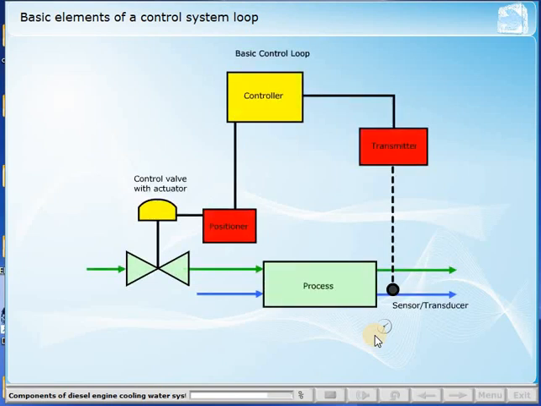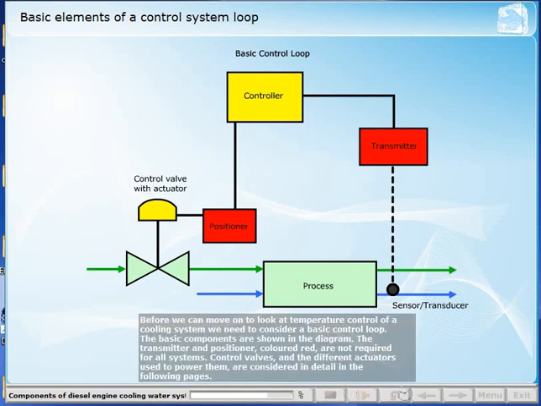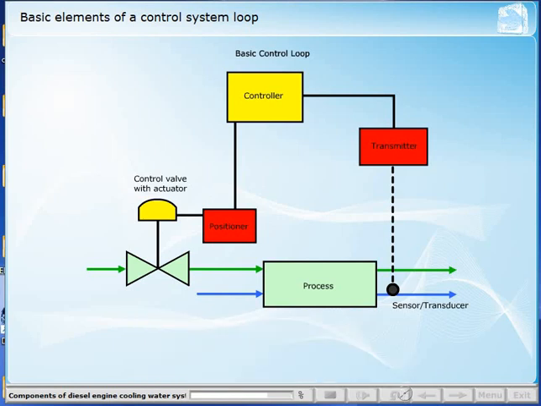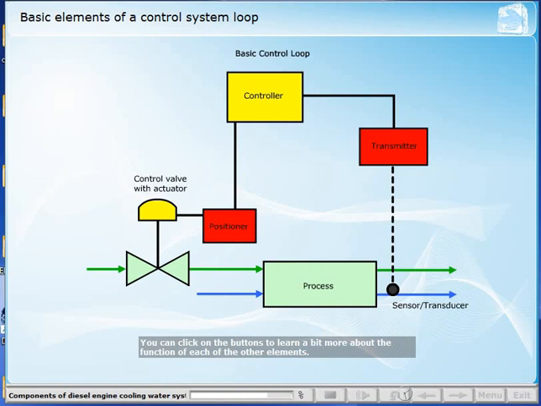Before we can move on to look at temperature control of a cooling system, we need to consider a basic control loop. The basic components are shown in the diagram. The transmitter and positioner, coloured red, are not required for all systems. Control valves and the different actuators used to power them are considered in detail in the following pages. You can click on the buttons to learn a bit more about the function of each of the other elements.